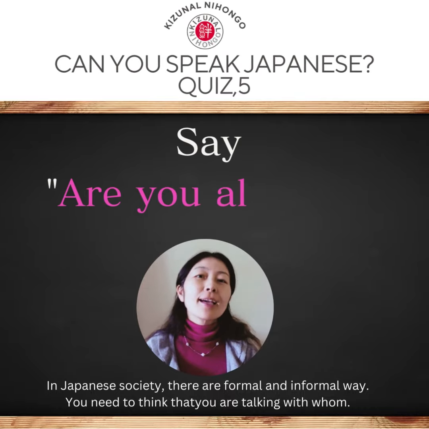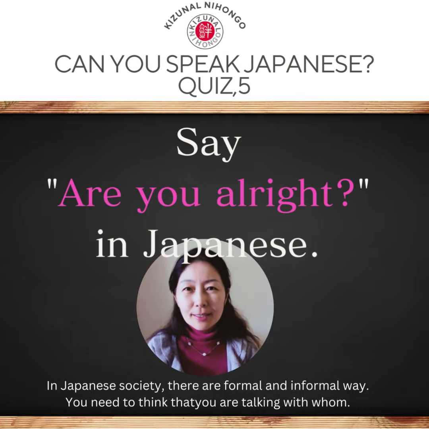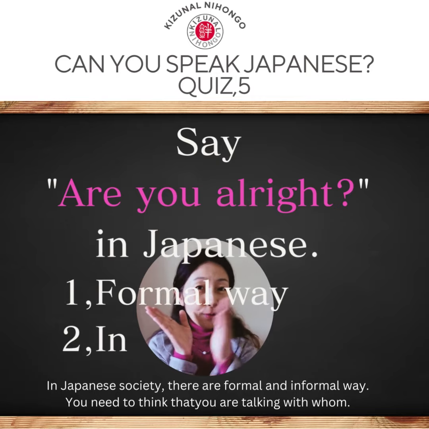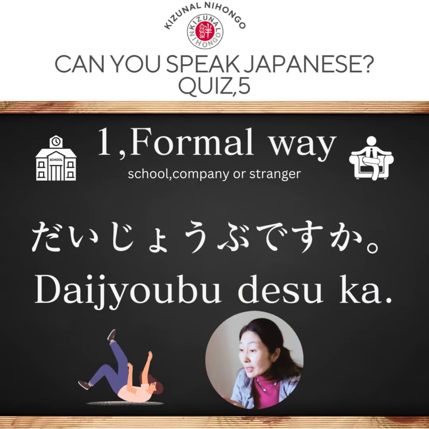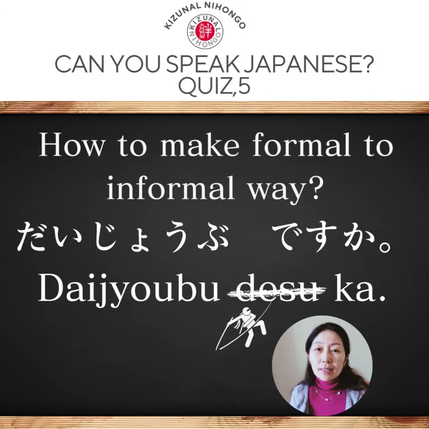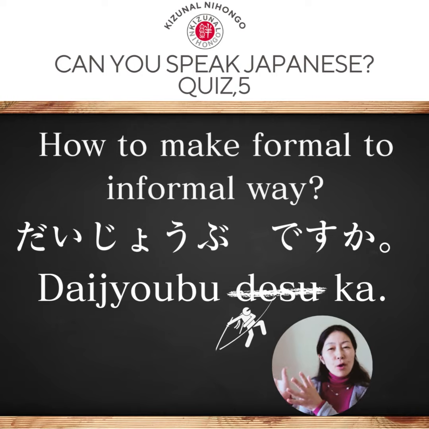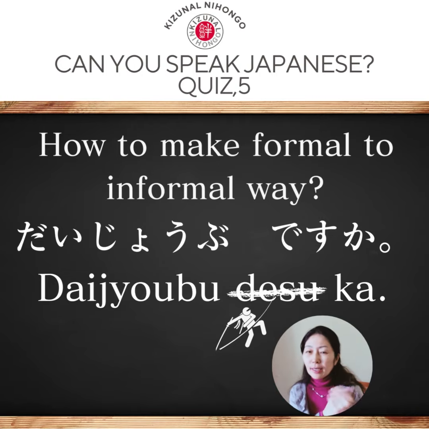How do you say, are you alright in Japanese? Formal way and the informal way. Try. お、大丈夫ですか？大丈夫ですか？ Now I teach you how to make formal to informal way.